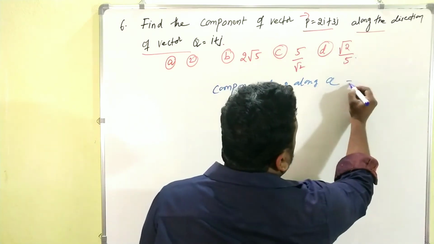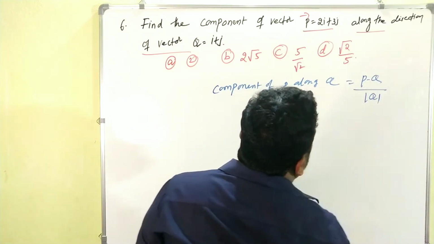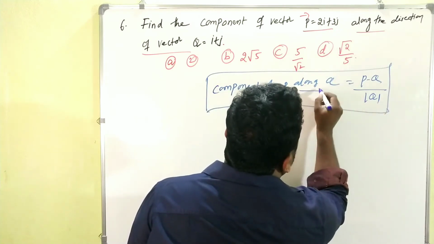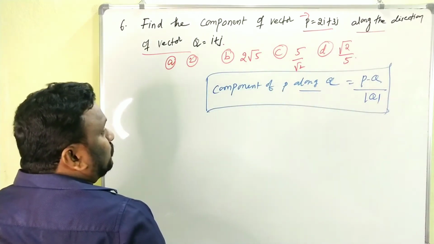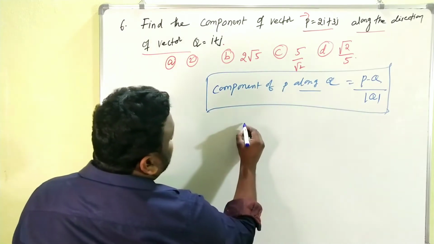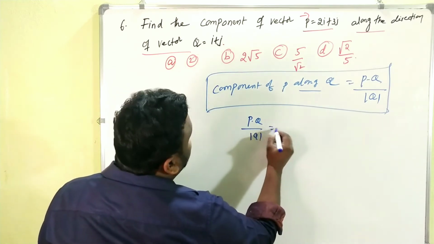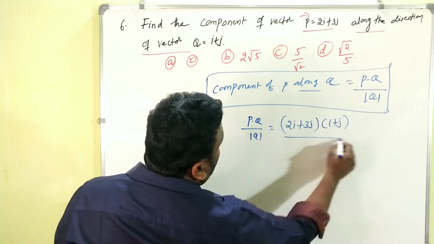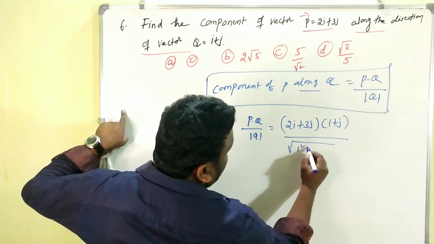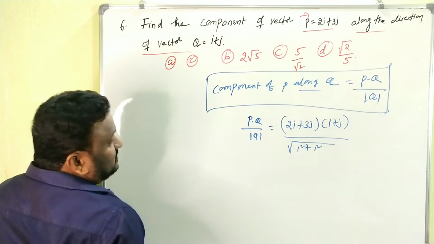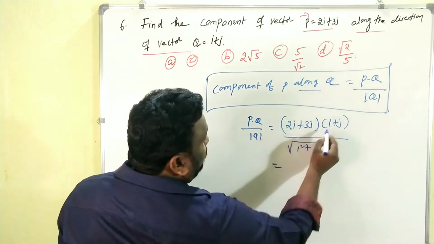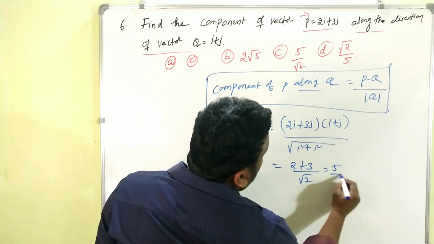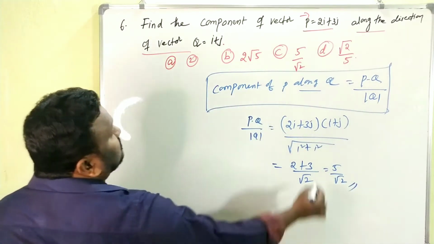For that, the formula is P dot Q by mod of Q. That is the formula, so you have to remember this. The component of P along Q is P dot Q by mod of Q. So it is (2i plus 3j) dot (i plus j) by the mod of Q, which is root of 1 square plus 1 square. Then we get 2 into 1 plus 3 into 1, by root 2, so 5 by root 2. Among the four options, C is the right one.